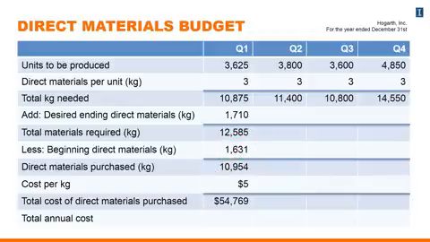We know that the cost per kilogram, at least in quarter 1, comes out to be $5 per kilogram. So given our needs in terms of purchasing, 10,954 kilograms at $5 per kilogram means that the total cost of direct materials purchased during quarter 1 is $54,769.